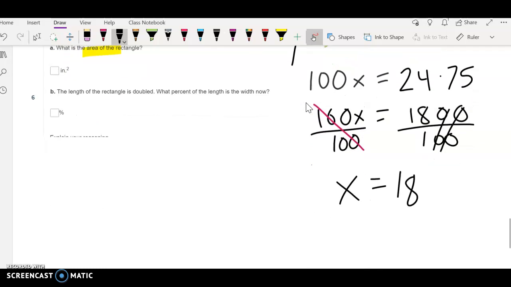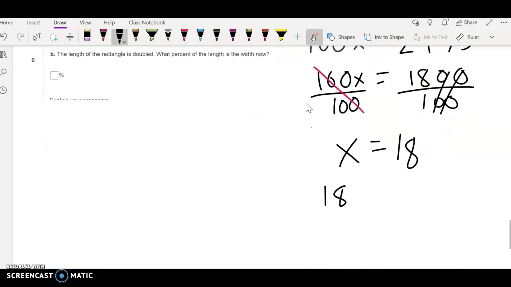So what that means is 18 is the width and 24 is the length. And if you want to double check that, if you do 18 divided by 24 on your calculator, you actually get 75 hundredths, which would be written as a fraction as 75 over 100. So I'm good to go.